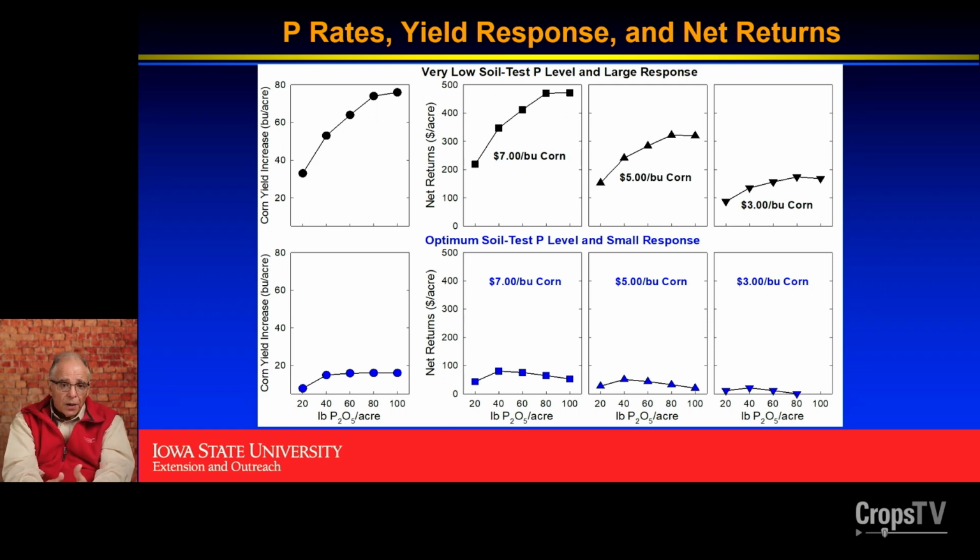Now, let's look at the typical response at the optimum. It's a very small response, a low probability small response. So we have a low yield response, but then when we look at the returns, now it makes a difference. If we have $7 corn and you apply more than is needed, you have a decrease in the returns, but not that much. But if you have $5 or $3 corn, it's a disaster. Okay, so look at this. That's why we have been saying, do not cut in low testing soils, cut in high testing soils, okay?